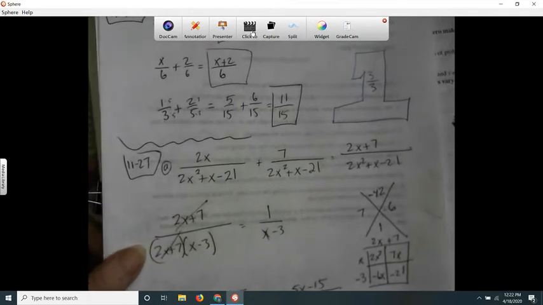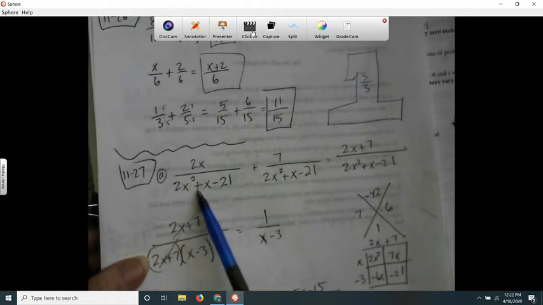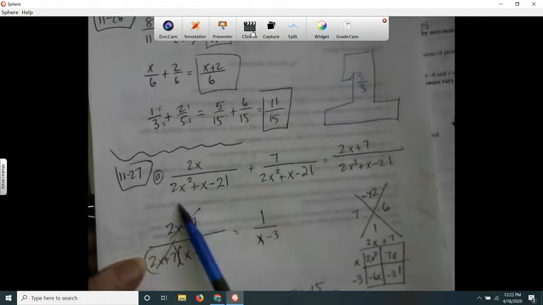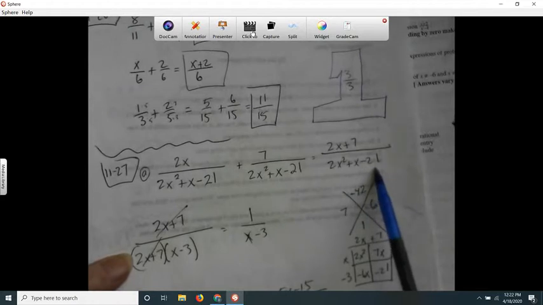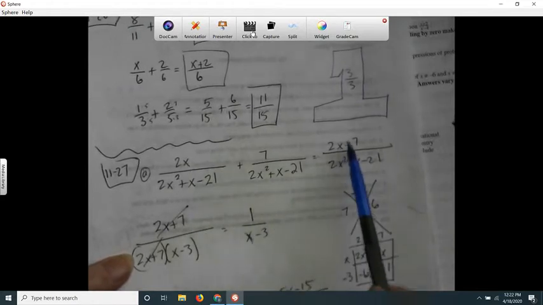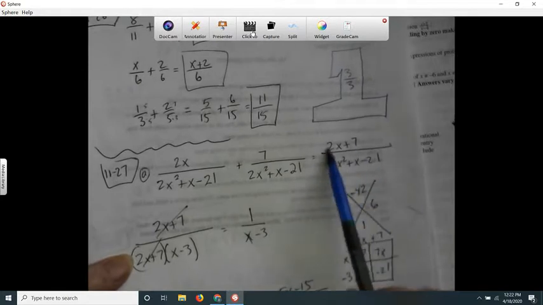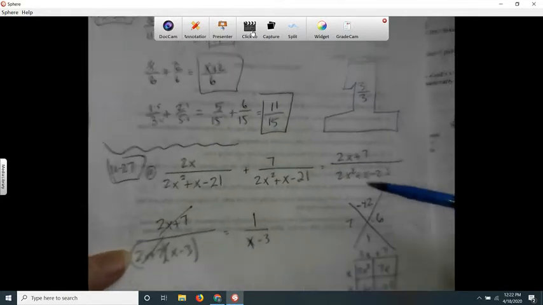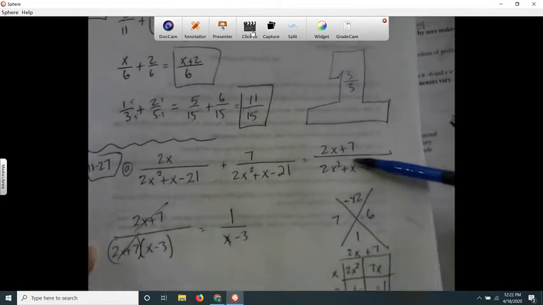11-27 wants you to add these two fractions, and you'll see that they already have the same thing in the denominator, so my answer is going to have the same denominator, and I just simply add the numerators. Easy peasy. But now this kind of looks like things that we were doing in the last section. You want to simplify this if you can.